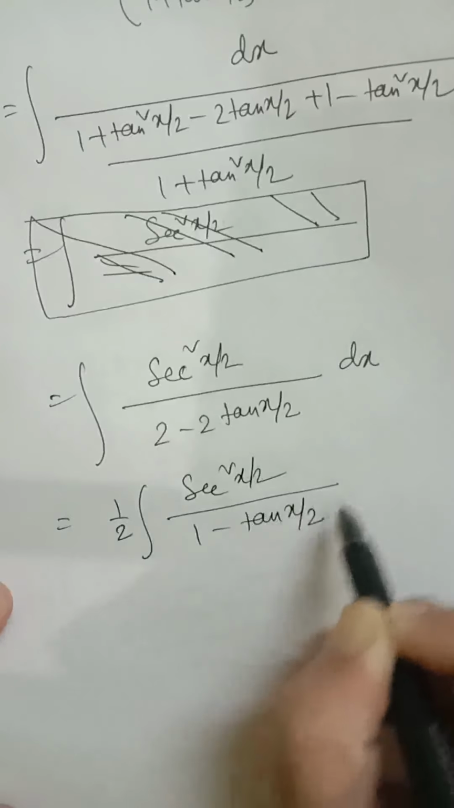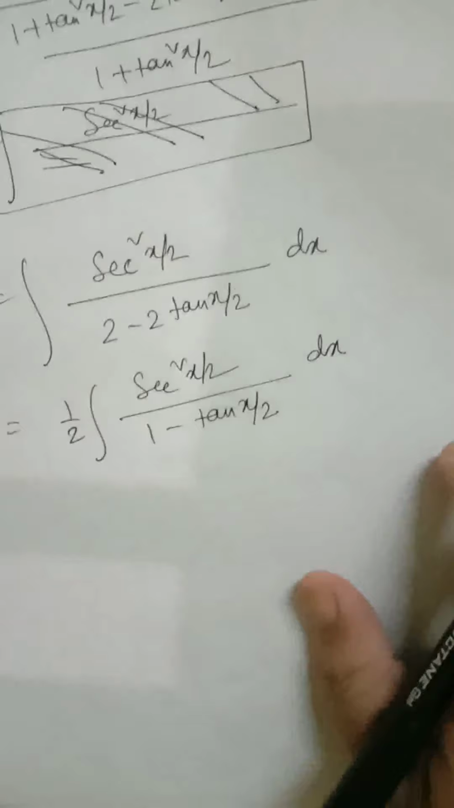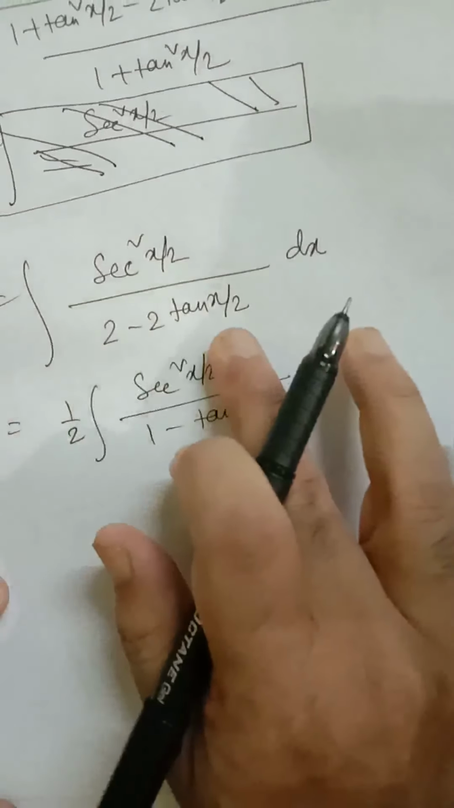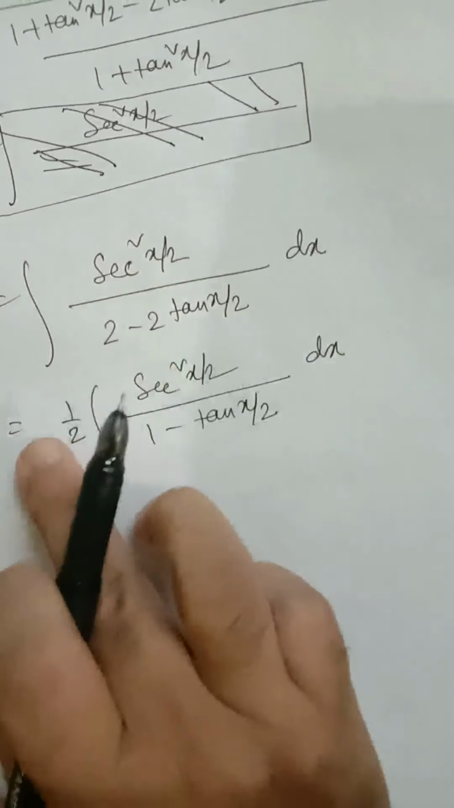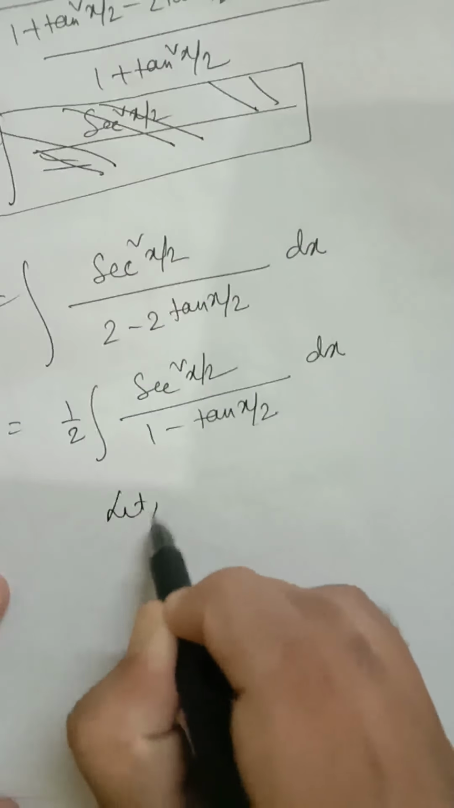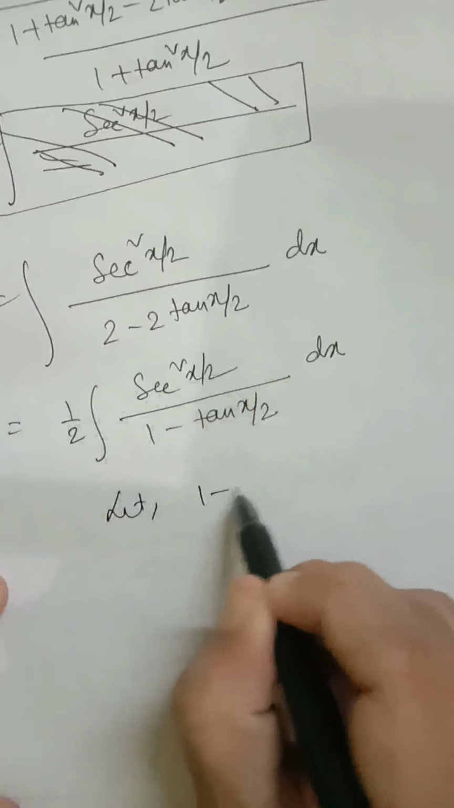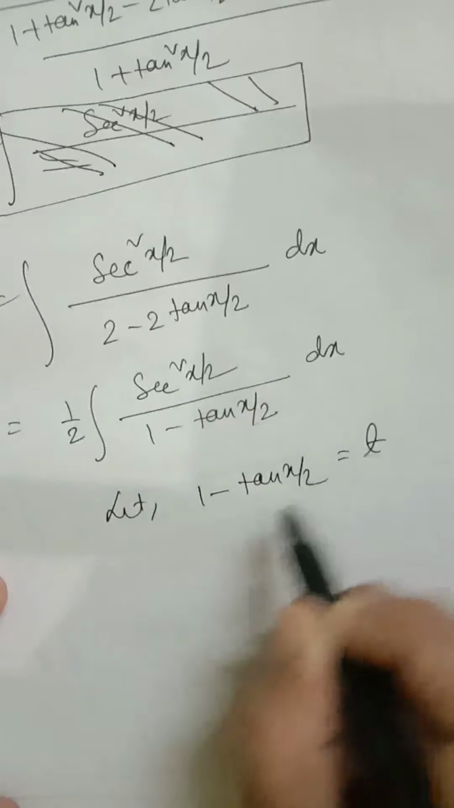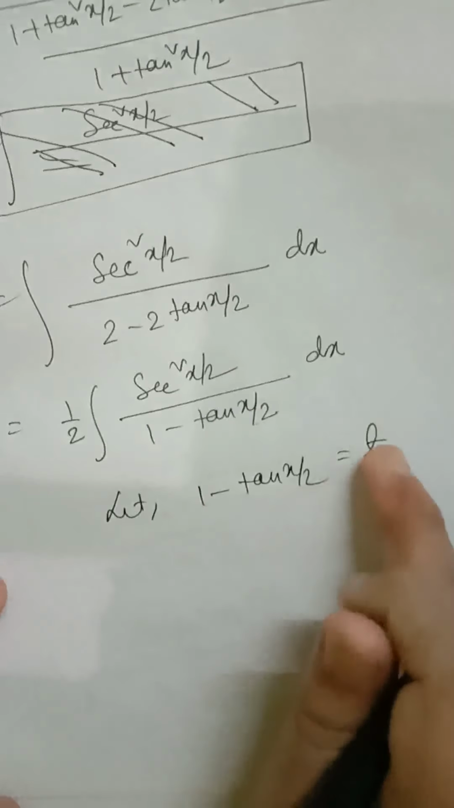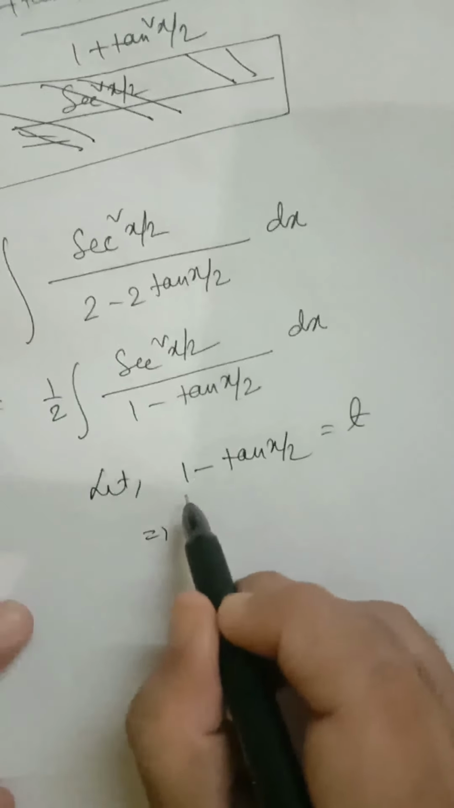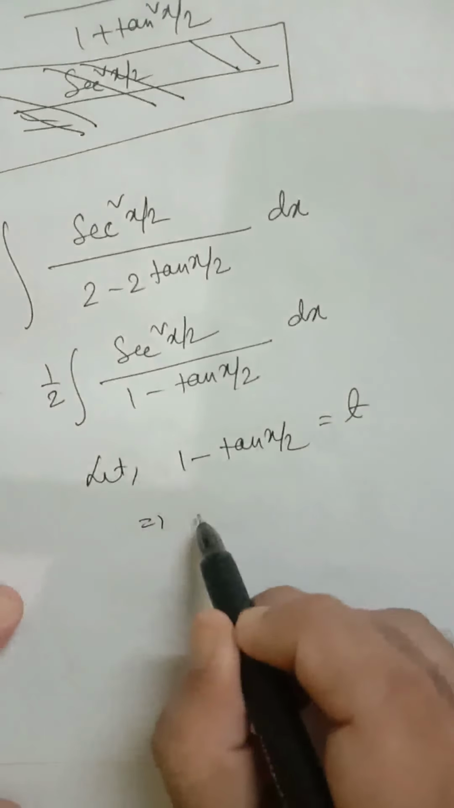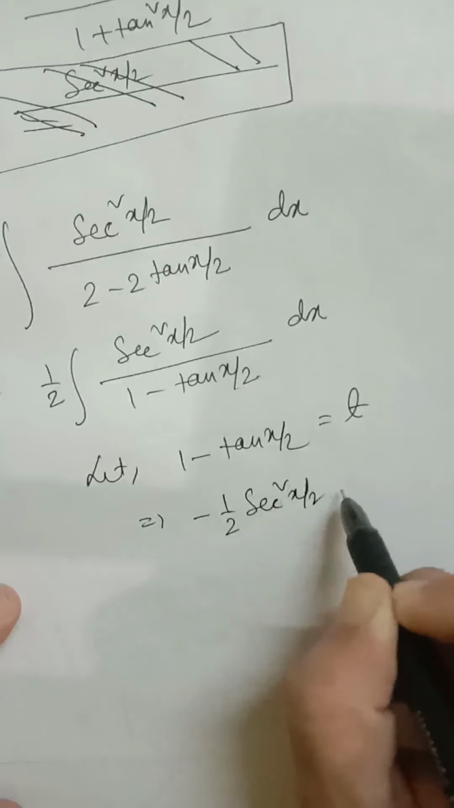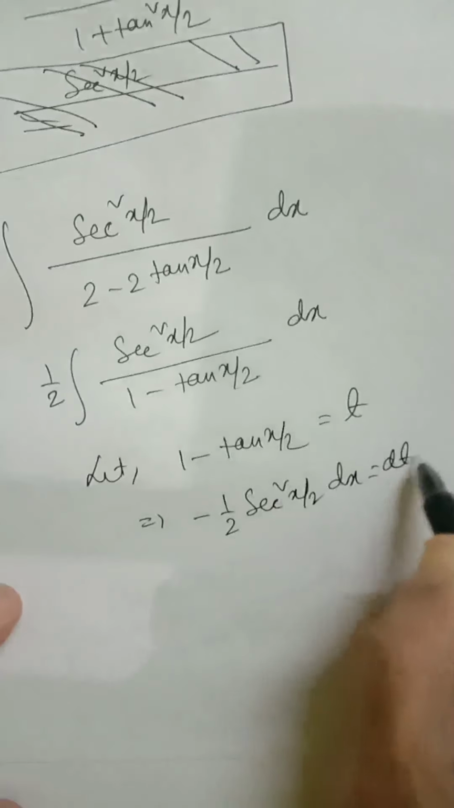Now we know derivative of tan x by 2 is half sec square x by 2. You can say half into sec square x by 2 is here. So we will put whole denominator, that is 1 minus tan x by 2 equal to t. We can put tan x by 2 equal to t also, but we will put 1 minus tan x by 2 equal to t. Now derivative of 1 is 0, derivative of tan x by 2 is half sec square x by 2 dx is equal to dt.